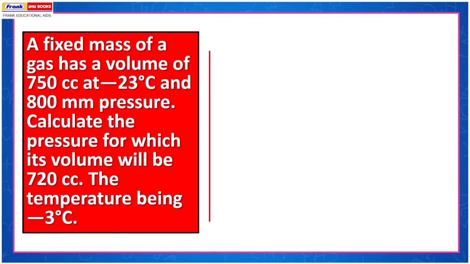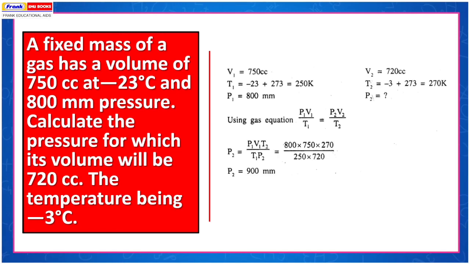Example 3. A fixed mass of a dry gas has a volume of 750 cc at minus 23 degrees Celsius and 800 mm pressure. Calculate the pressure for which its volume will be 720 cc, the temperature being minus 3 degrees Celsius. According to the question, the values we get are V1 equals 750 cc, T1 equals minus 23 Celsius, that is equal to 250 Kelvin, P1 equals 800 mm, while V2 equals 720 cc, T2 equals minus 3 plus 273, that is 270 Kelvin, and P2 is asked.